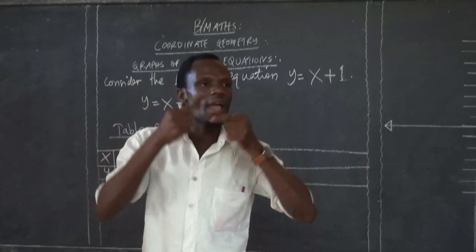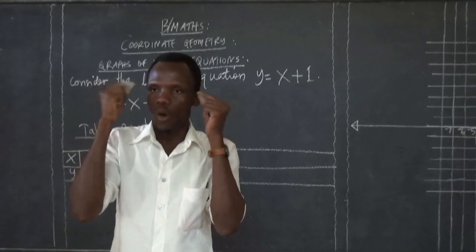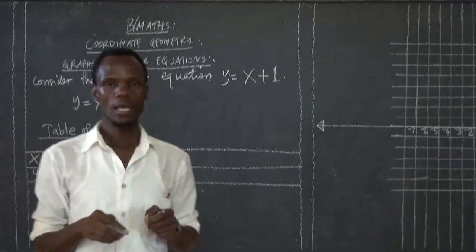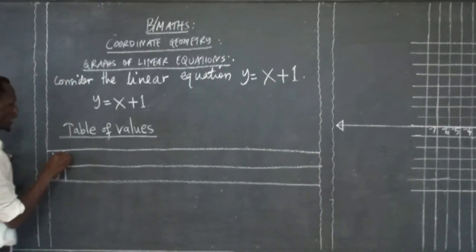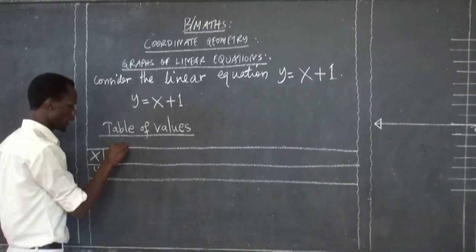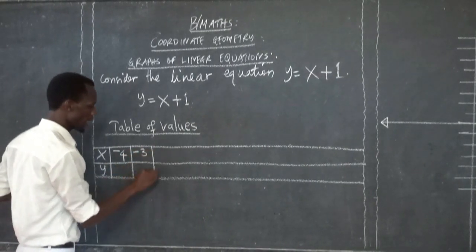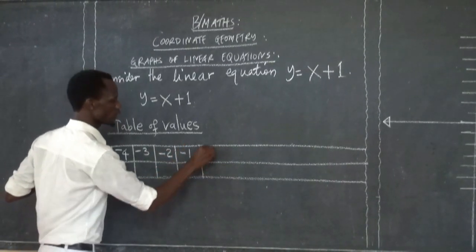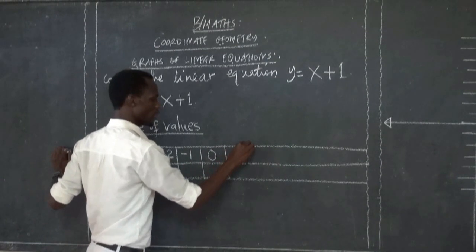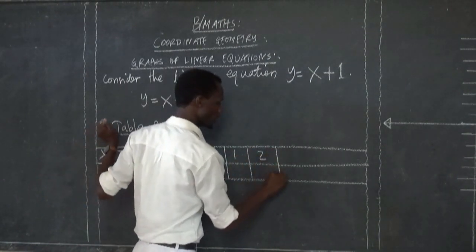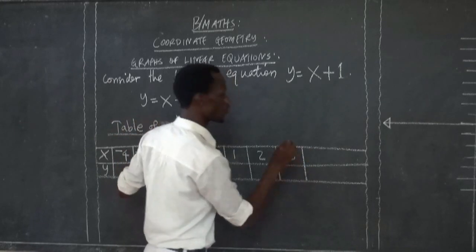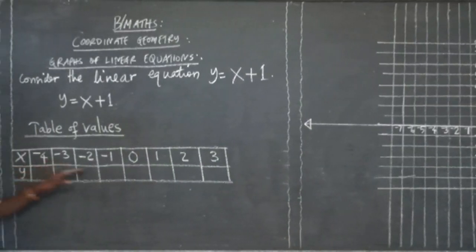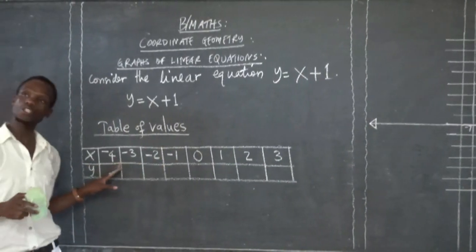Those values of x, you only obtain from your head. You just approximate them. You just assume. You can assume that we start with -4, then -3, then -2, then -1, then 0, then 1, then 2, then 3, then let us stop here. We have approximated the values of x. We have only assumed them.